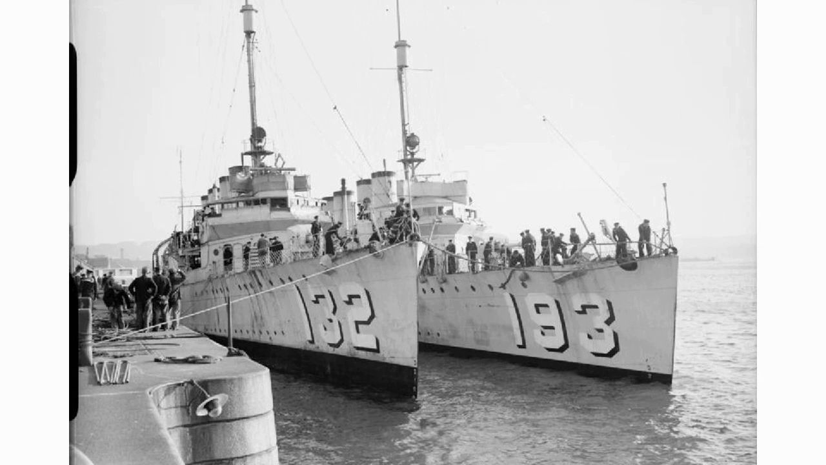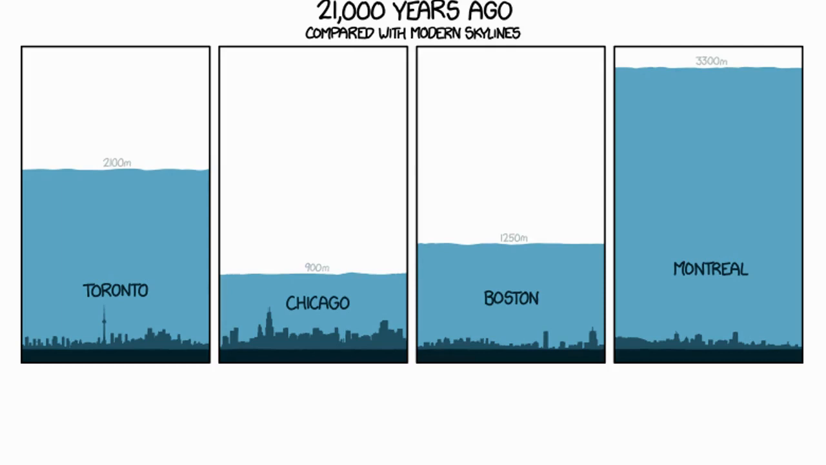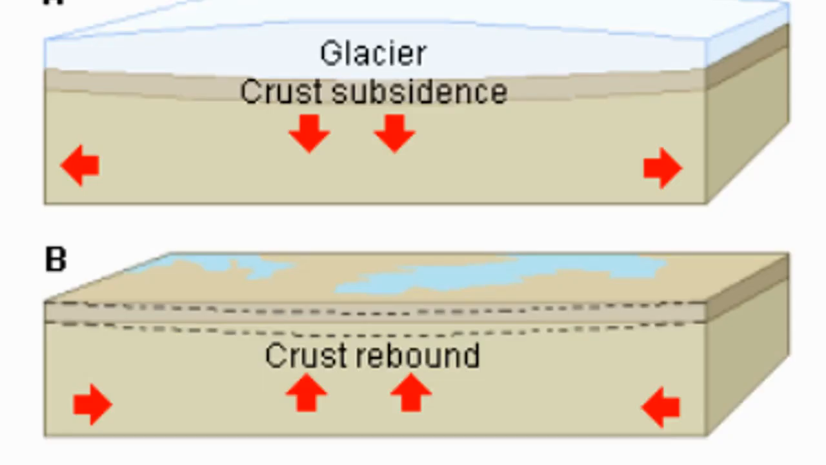It's the same thing that happens on the land. After these locations that had thousands of meters of ice on them, once that ice melts, the land is now rebounding back to where it originally started from. We call this glacial rebound. So here we can see a diagram where, when the glacier is on there, the crust subsides or gets pushed down. Once the glaciers melt away, the crust is starting to rebound.